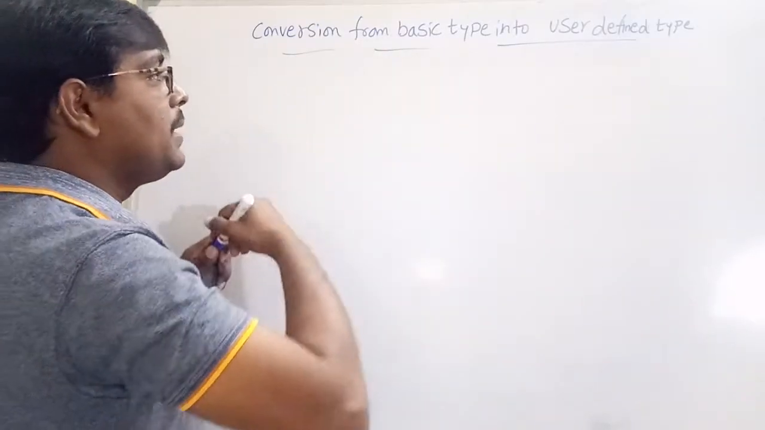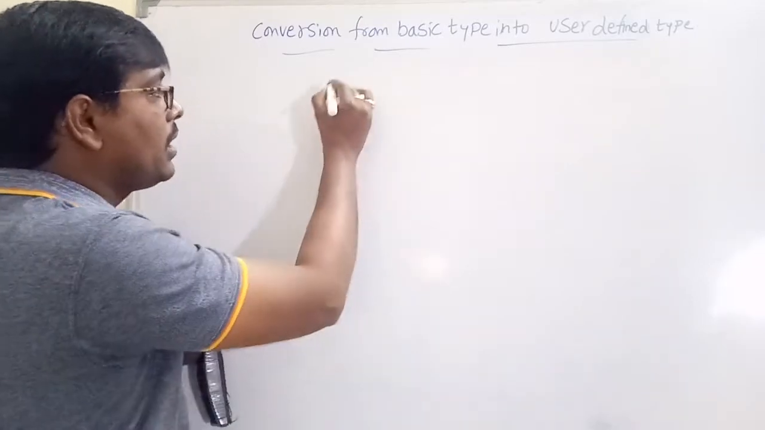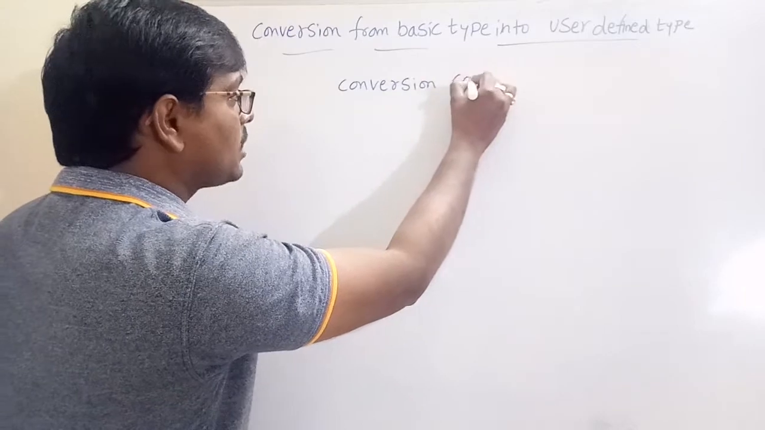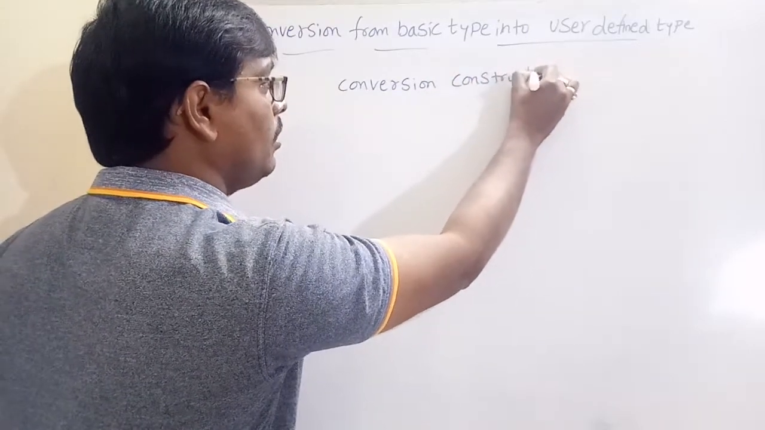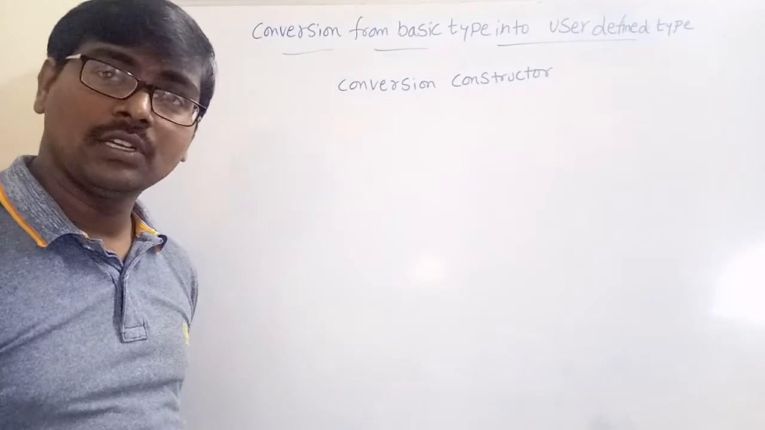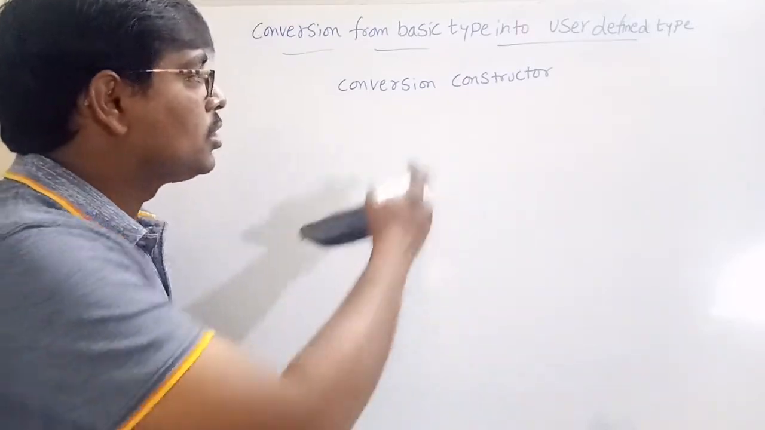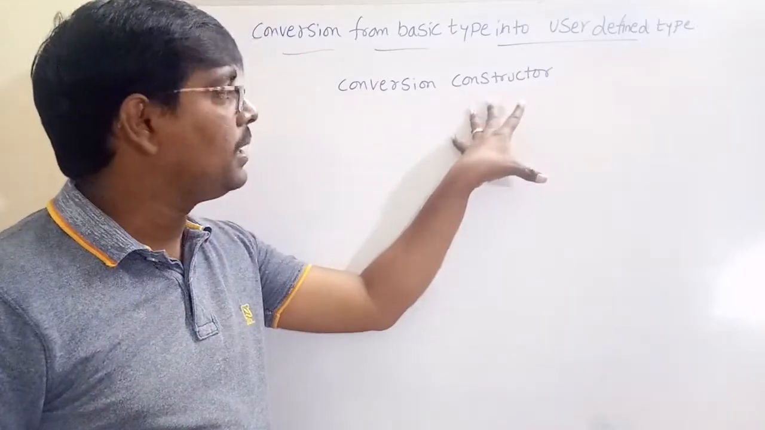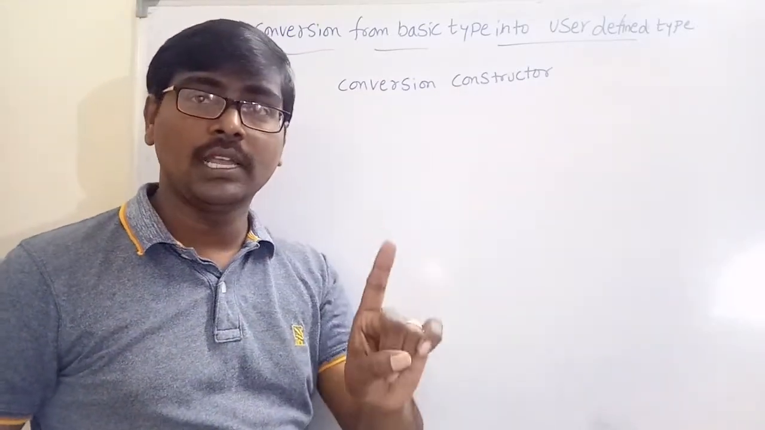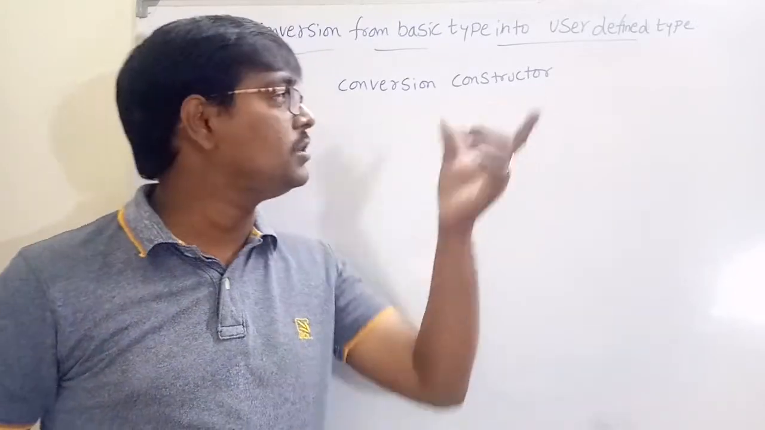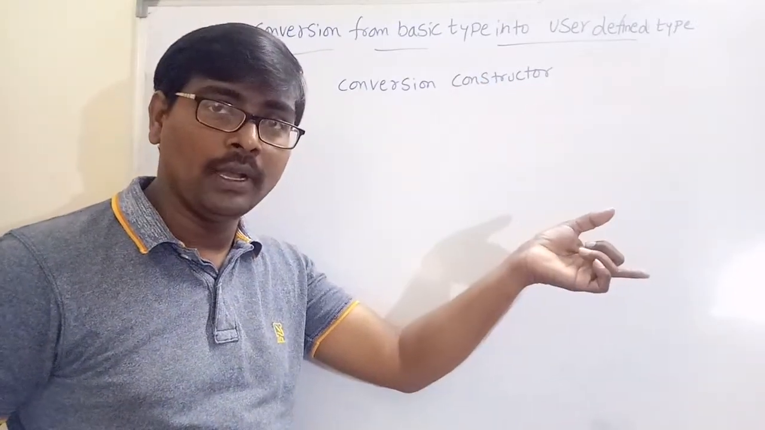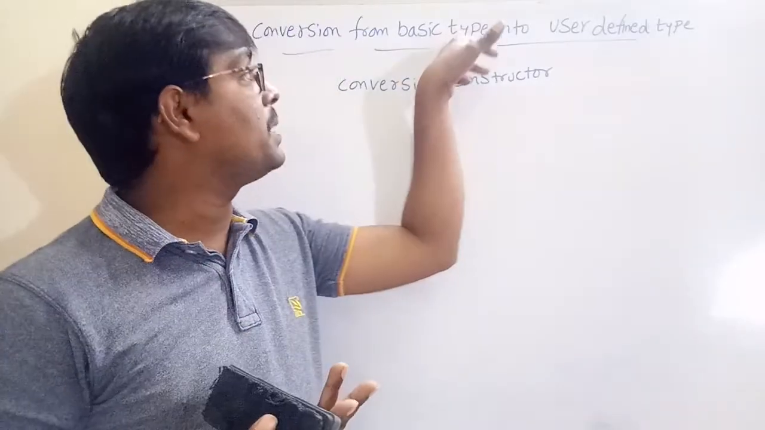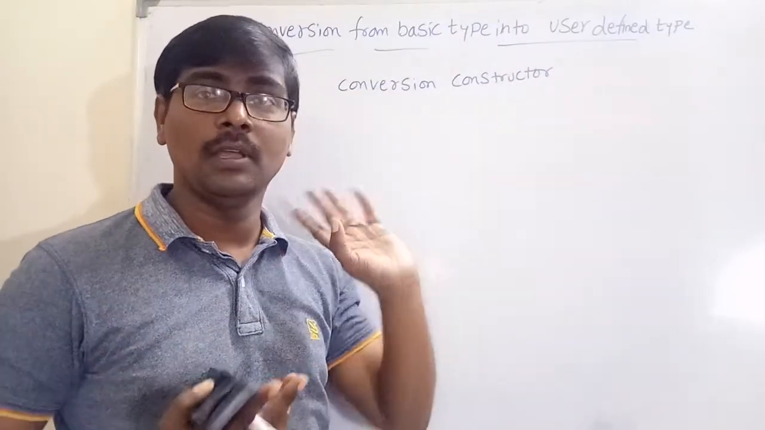To convert from basic data type into user defined data type, we have to define a conversion constructor in the program. So what do you mean by conversion constructor? Conversion constructor is simply a constructor which takes only one argument. That argument is of type basic.